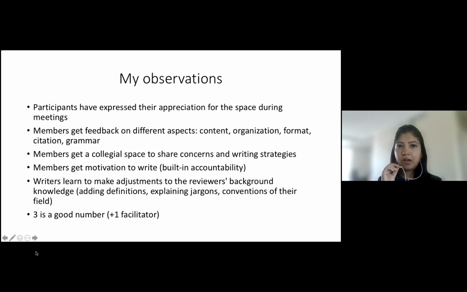I've already talked about how writers would also make adjustments so that their writing is accessible to other people. And they will also explain the conventions in their field, that in my field, the future studies section is written in this way. In another discipline, it is not written in that way. So they'll also share that knowledge.